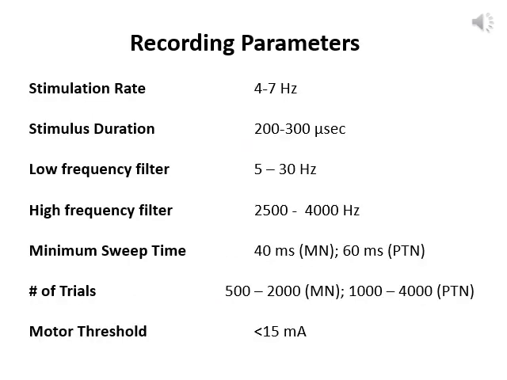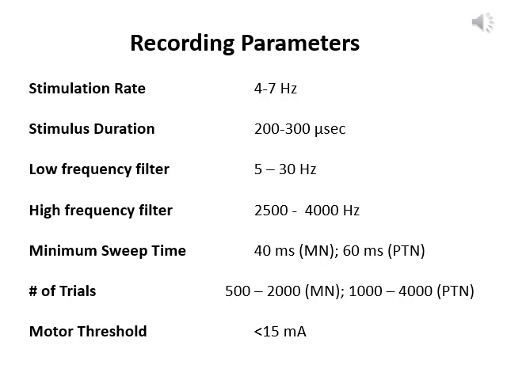This is a list of the recording parameters for the somatosensory evoked potentials according to the guidelines. For both upper and lower limb somatosensory evoked potentials, the stimulation rate can be between 4 to 7 hertz. The stimulus duration is very short. It's an electrical stimulation that's between 200 to 300 microseconds. The low frequency filter is set between 5 to 30 hertz and the high frequency filter between 2500 to 4000 hertz.